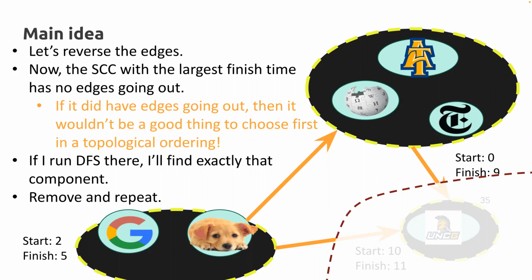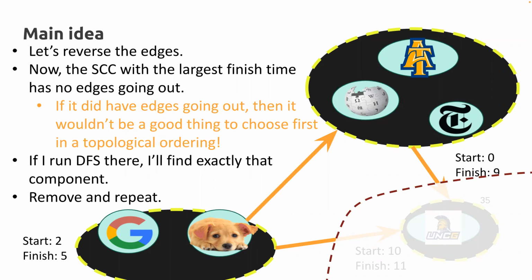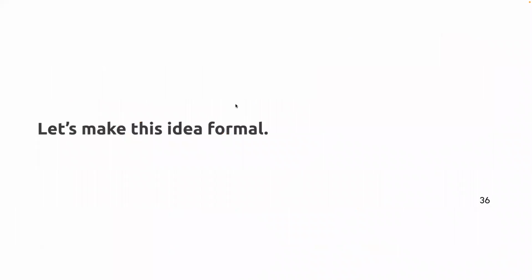So that means that when I run the second DFS, I guess I don't have all the pictures, this is going to be completed. And then when I run the third DFS, the same argument is going to lead to only exploring this strongly connected component. Okay. Now, let's try to make this idea a little bit more formal, I guess.